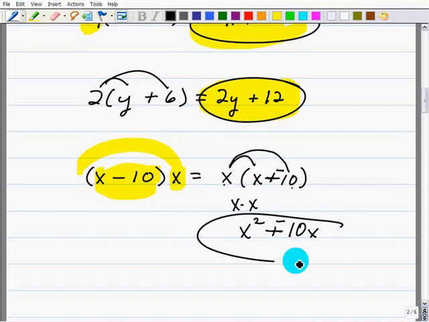So get comfortable with these problems. Once you feel very comfortable with the problems here, move on to the next example set, because I want to take a look at some other cases. All right, good luck.